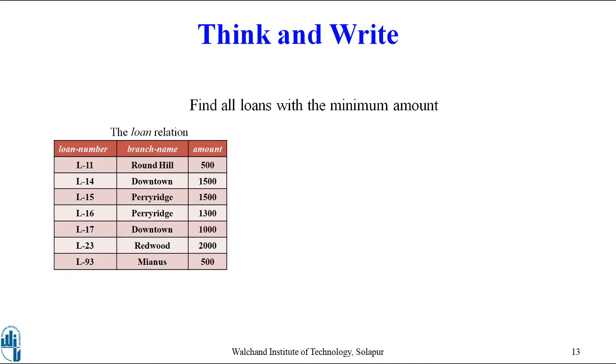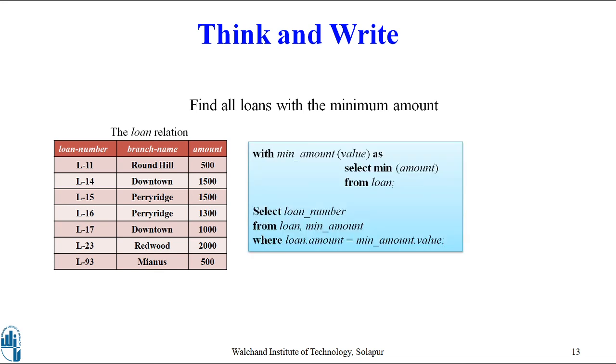I hope all of you have completed this activity. So the relation required is loan. The query is: with minimum amount of value as select minimum of amount from loan. Now the select from where clause, that is, select loan number from loan, comma, minimum amount where loan dot amount is equal to minimum amount dot value.